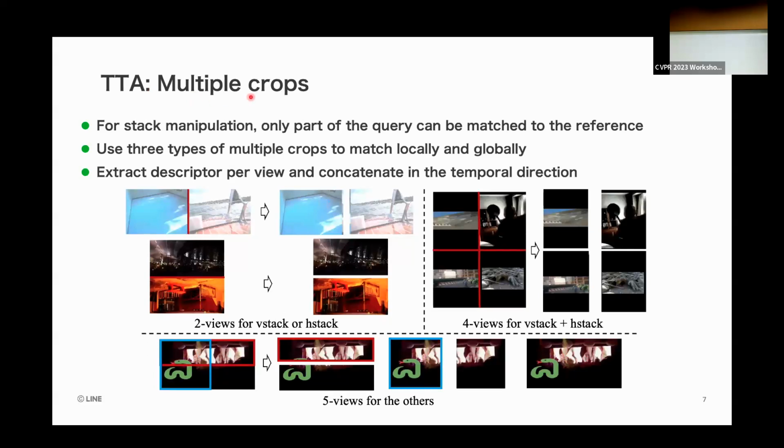For TTA, we use multiple crops. We found that for stack manipulation, only part of the query can be matched to the reference. So we use 3 types of multiple crops to match both locally and globally. The 3 types are 2 views for vertical or horizontal stack, 4 views for vertical and horizontal stack, and for the others, we all use 5 views. We extract descriptors for each view and concatenate them in the temporal direction with repeated timestamps.